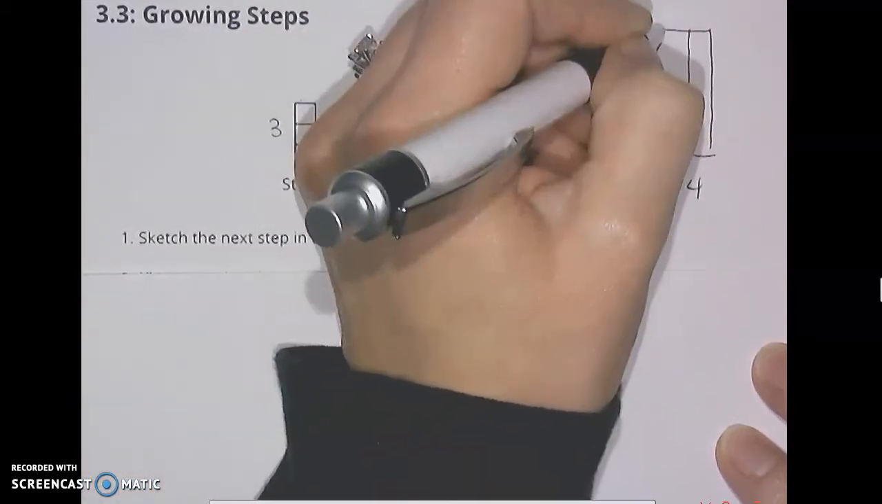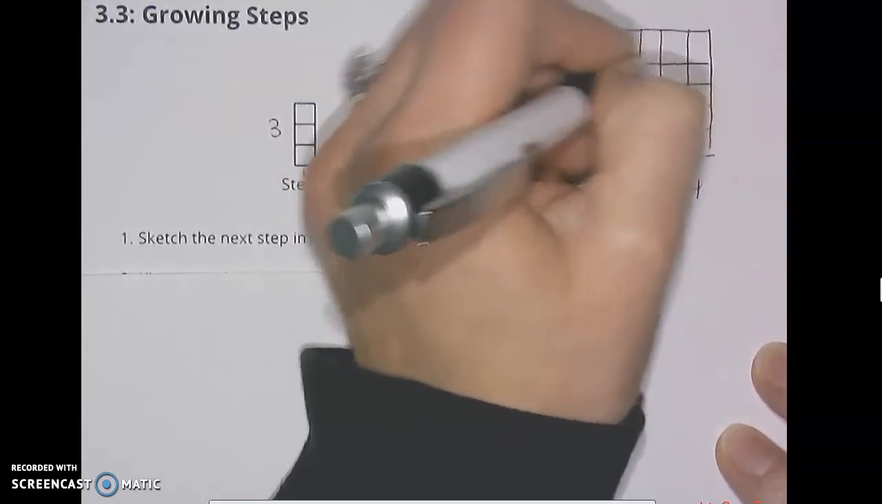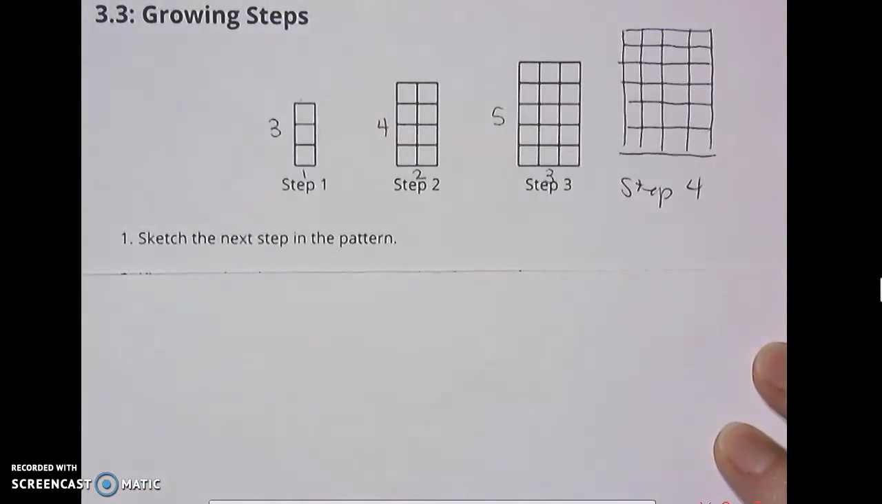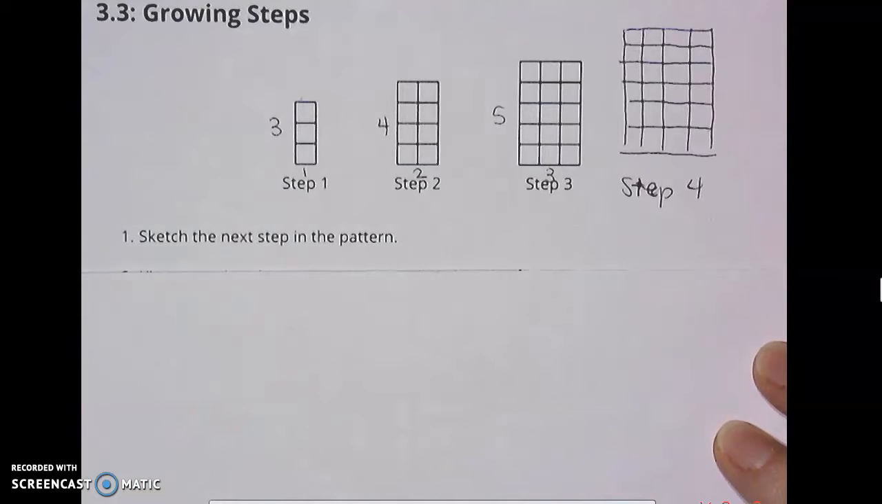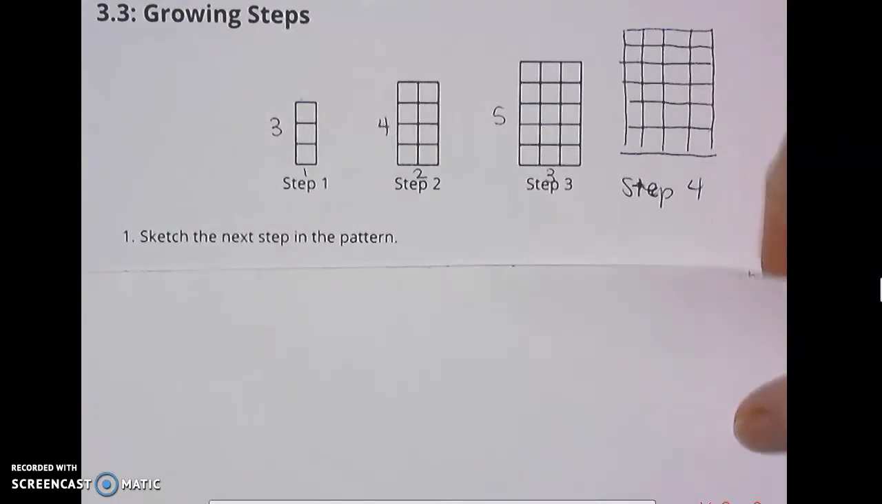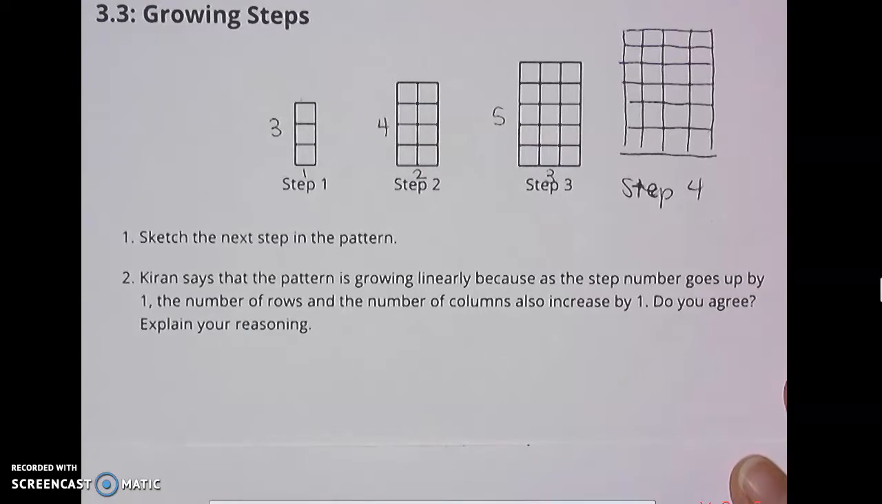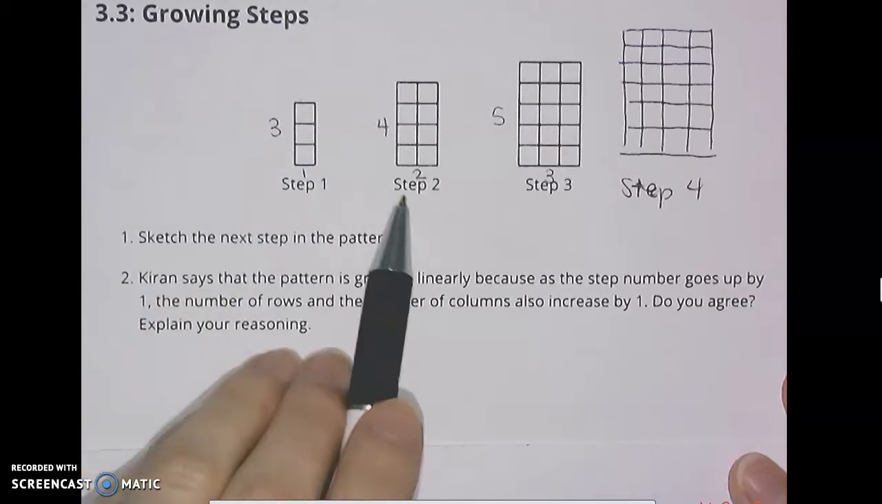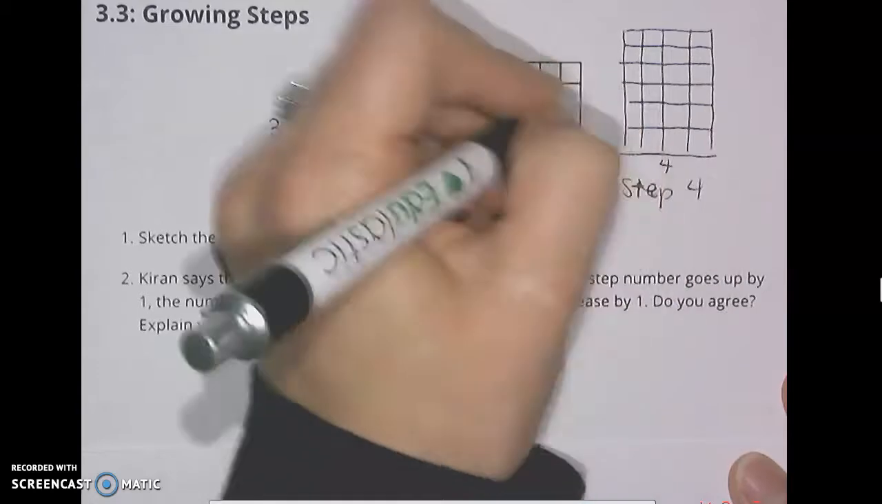So we need 1, 2, 3, 4, and then 1, 2, 3, 5, 6. Okay, so step 4 would be a 4 by 6 in this. Okay, so Chiron says that the pattern is growing linearly because as the step number goes up by 1, the rows and the number of columns also increase by 1. So step 1 here we had a 1 by 3. In step 2 we had 2 by 4. Step 3, 3 by 5. Step 4 we had a 4 by 6.